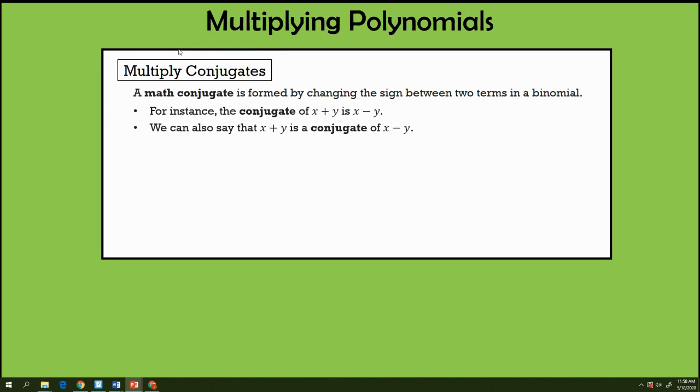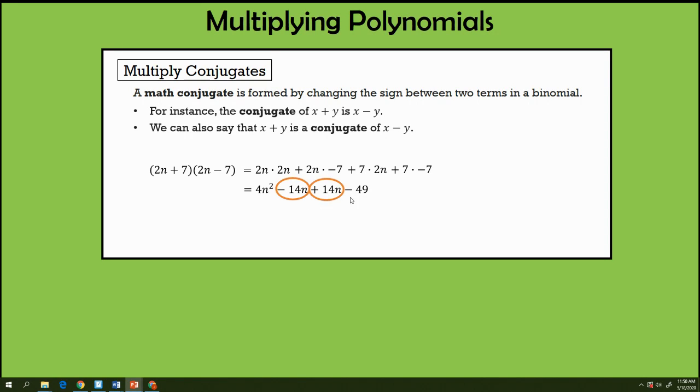Now we talk about conjugates specifically because of what happens when you multiply them together. So here's a set of conjugates: 2n plus 7, 2n minus 7. The terms are the same, 2n and 7. The difference is this is plus, this is minus. So let me show you what happens when you multiply these two together. Firsts, 2n times 2n. Outers, 2n times negative 7. Inners, 7 times 2n. Lasts, 7 times negative 7. Simplify each product: 4n squared, negative 14n, positive 14n, negative 49.